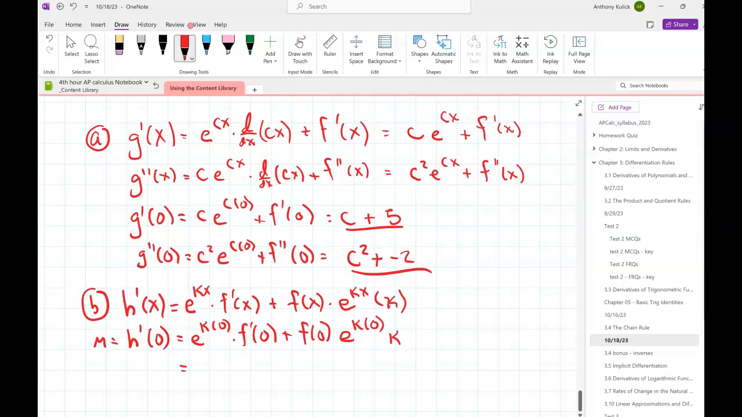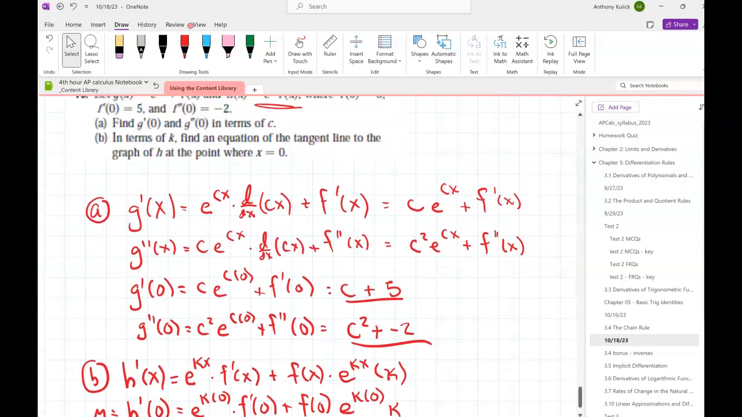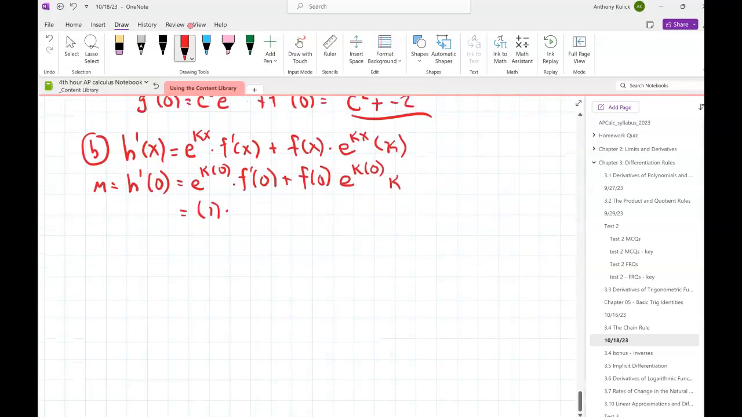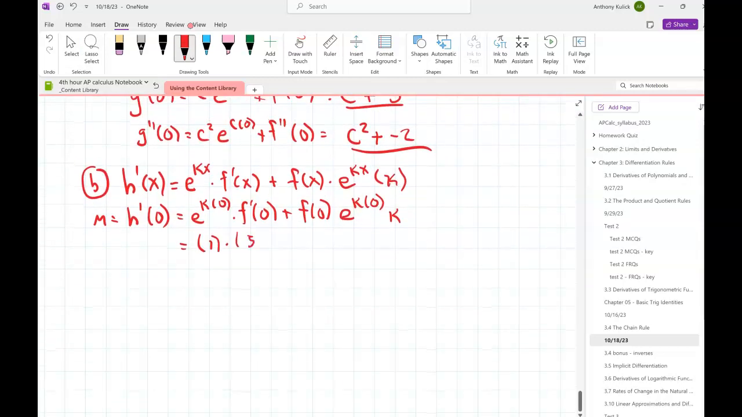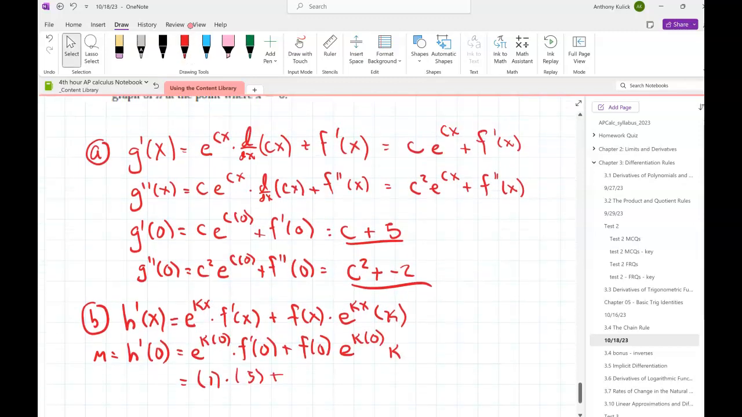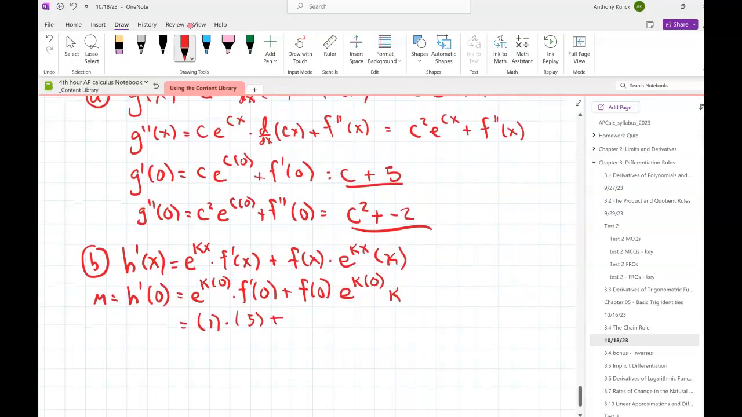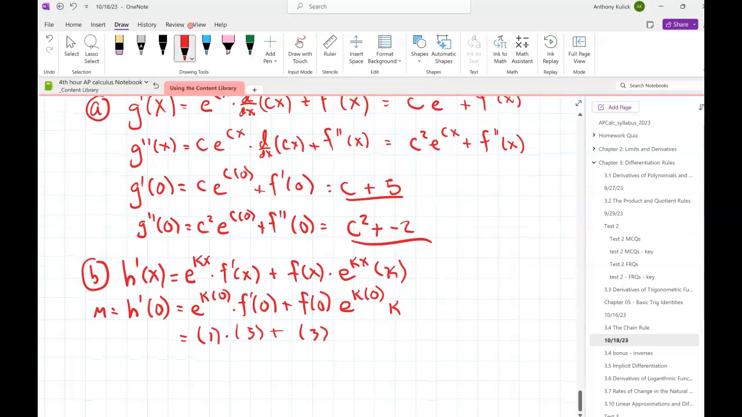So k times 0 is 0, e to the 0 is 1. f prime of 0, we're told, is 5. f of 0, we're told, is 3. k times 0 is 0, e to the 0 is 1, times k. So this slope is 5 plus 3k.